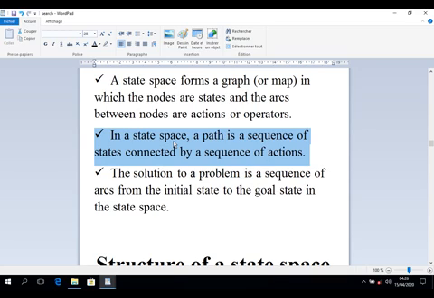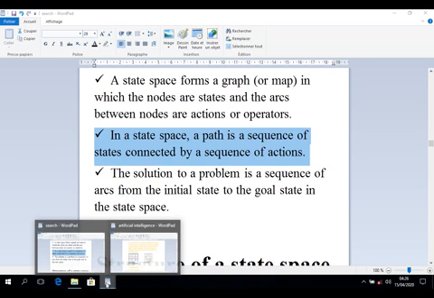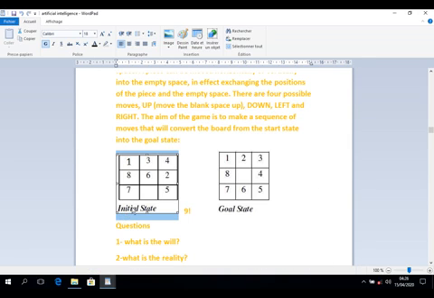In a state space, a path is a sequence of states connected by a sequence of actions. We know that a path in a graph is a set of nodes linked by arcs from the initial node to the final node. So in this state space, such a path is a sequence of states connected by a sequence of actions.